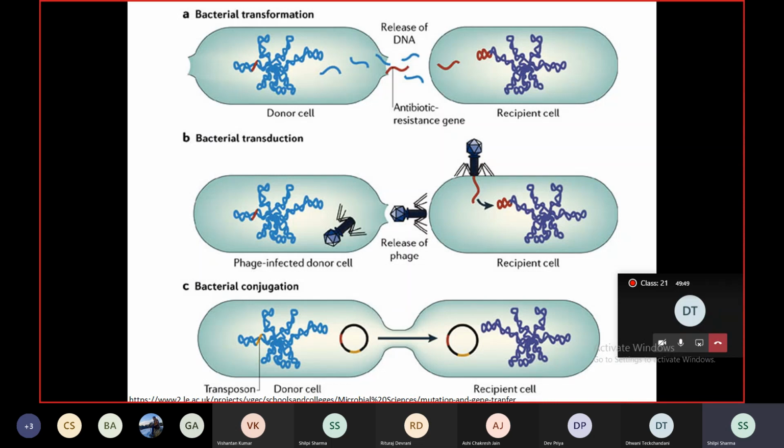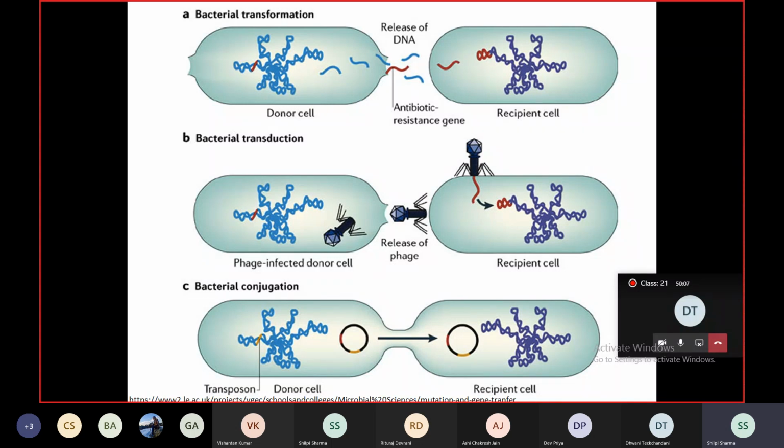We talked about the three modes, and I gave you a brief about how the three modes are different. I would like to cover at least the first two today: transformation and transduction, and leave conjugation for the next class.